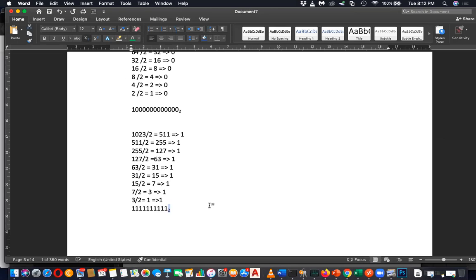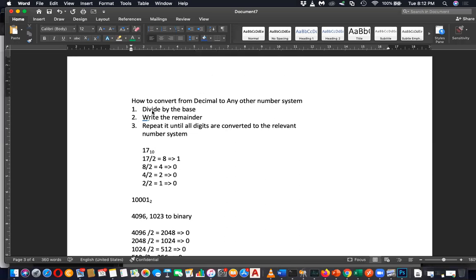10 ones. This is the binary number. So now you know how to convert a number to binary. Decimal things, you don't think about decimal points. We will learn that there's another mechanism to convert decimal points.